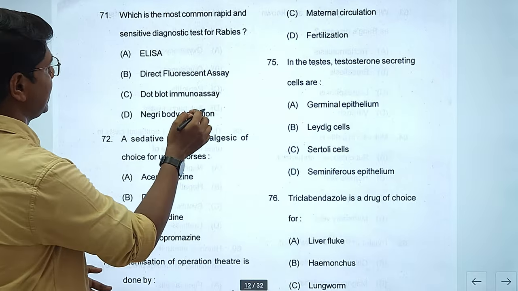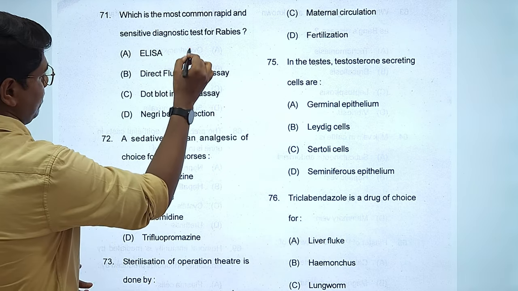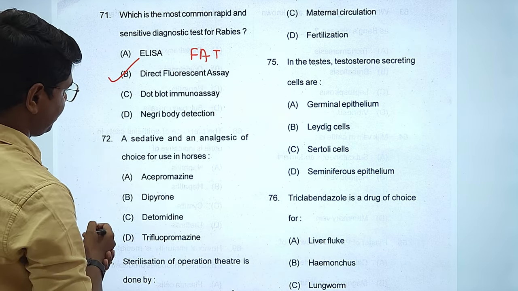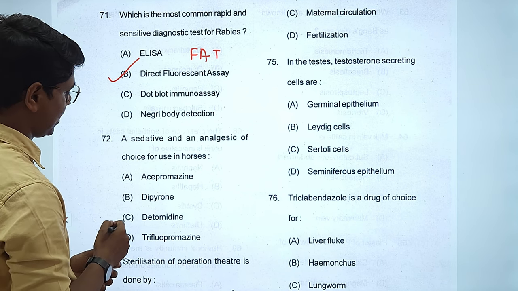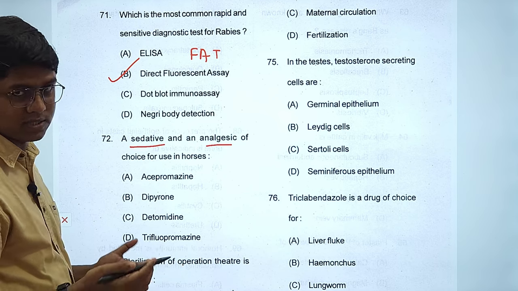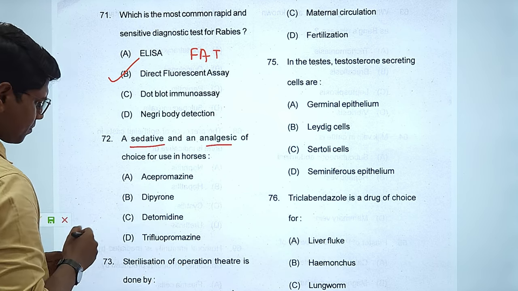Which is the most common rapid sensitive diagnostic test for rabies? It is FAT, fluorescent antibody test, direct fluorescent assay. A sedative and analgesic of choice for use in horses: it is alpha 2 agonist. Okay, it is the only pre-anesthetic which has sedative and analgesic property.